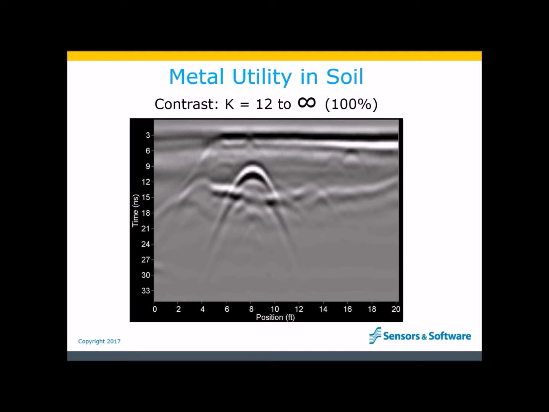Now, the number one application for GPR in the world is utility locating. The reason that GPR is so popular for this application is because it can detect non-metallic utilities such as plastic and concrete pipes. Therefore, I suspect that many people in my audience today are utility locators. So I want to talk specifically about the reflection coefficient of utilities and how GPR detects them.